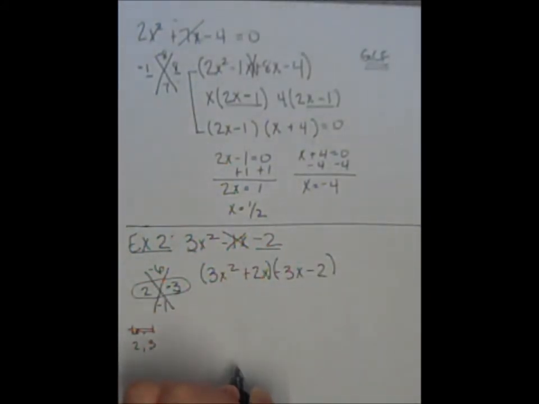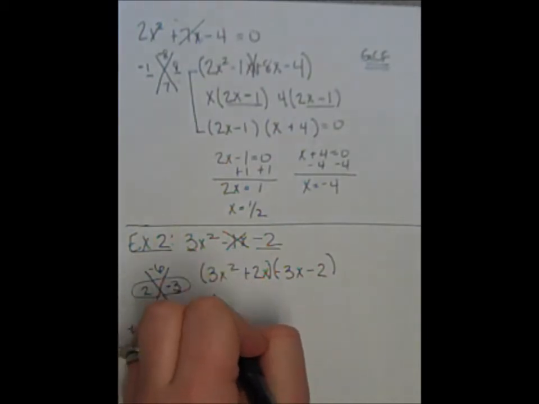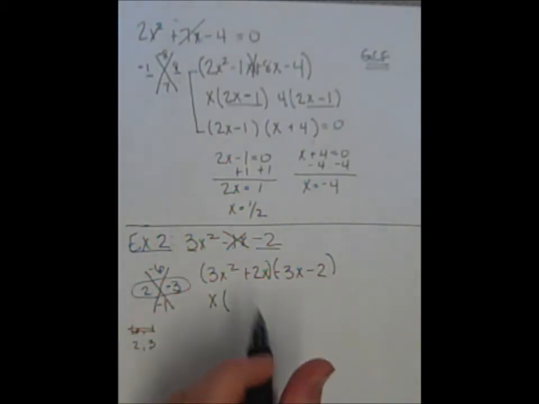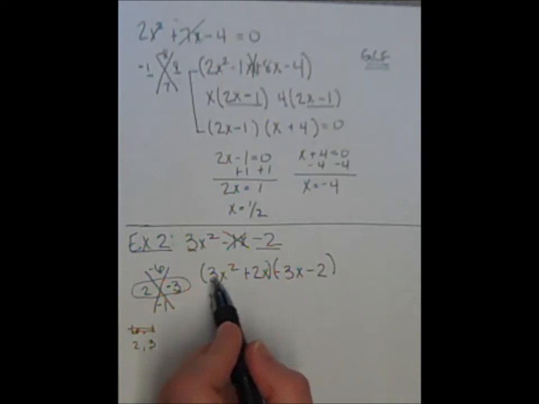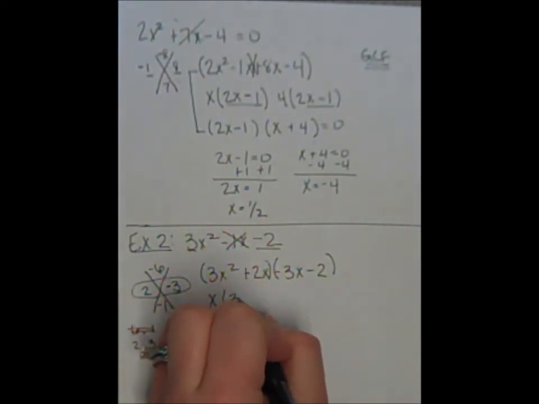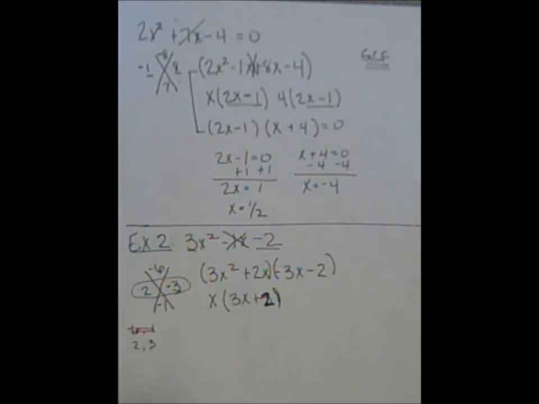So I simplify here, put my 2 parentheses around there. Remember, in the first parenthesis, at least an x has to come out. So I'm going to take an x out of the first parenthesis. Because 3 and 2 don't have anything in common, I can't take anything more. So what's left is 3x plus 2.